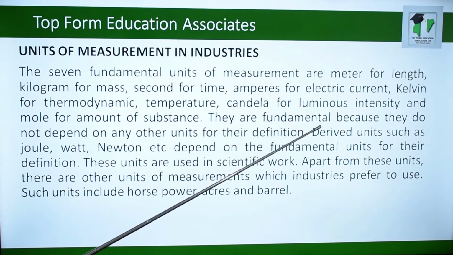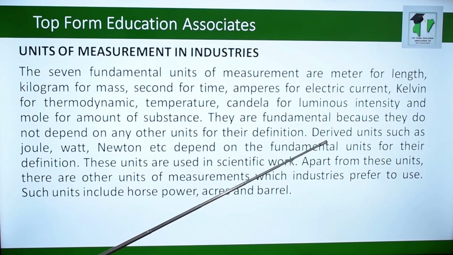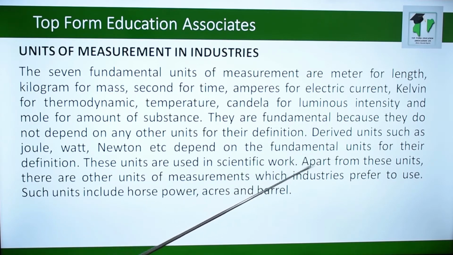They are fundamental because they do not depend on any other units for their definitions. The derived units such as joule, watts, Newton, and so on depend on the fundamental units for their definition. These units are used in scientific work. Apart from these units, there are other units of measurement which industries prefer to use. Such units include horsepower, acres, and barrel.